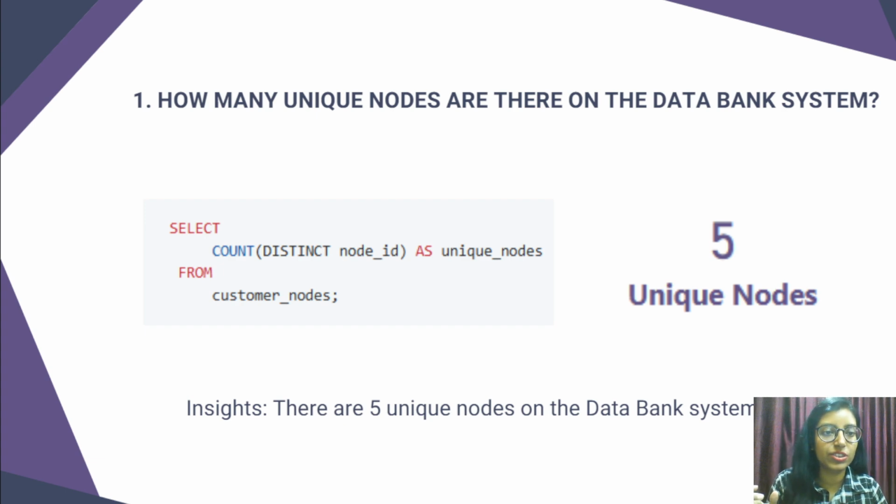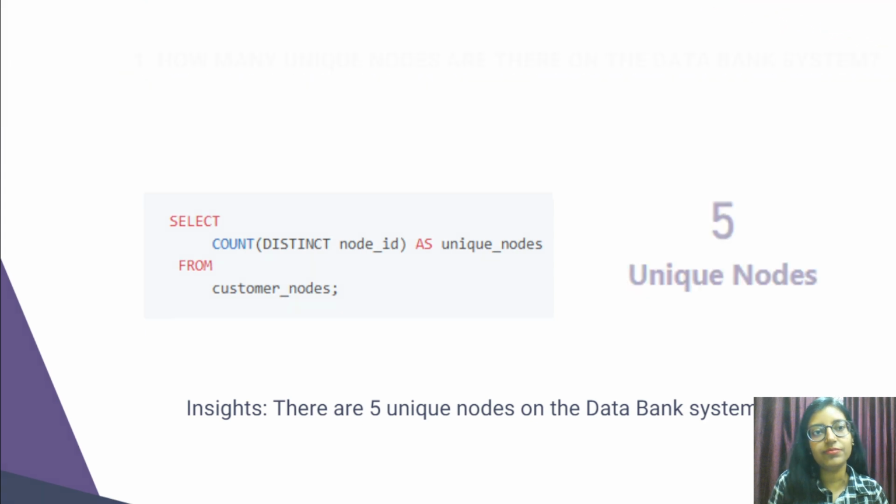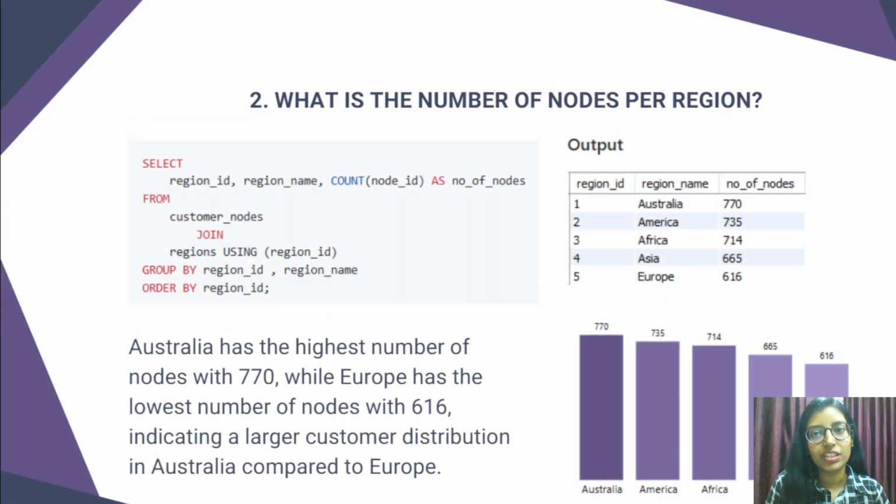For this, I use the simple SQL count aggregation function for getting a total count, and customer notes is the table name. So I wrote this query and got the result as 5 unique nodes. In the next question, we have to identify how many nodes are specified in particular regions. For this, we see that there are Australia.